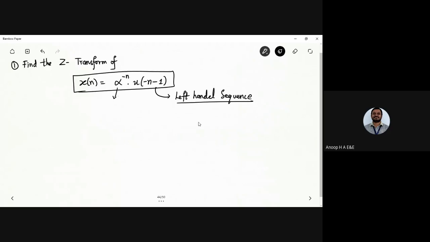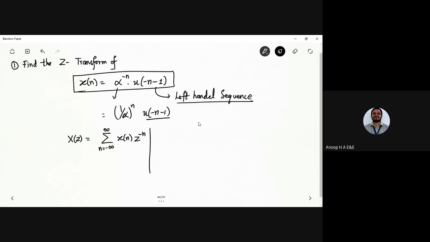So this here, which is 1 by alpha, I can write it as 1 by alpha power n u of minus n minus 1. Okay, I can write it like this. So 1 divided by alpha whole power n. So alpha to the power minus n can be written as 1 by alpha power n u of minus n minus 1. Okay, so now this is how I need to express, and how do I take the summation? So I have X of z, which is equal to sigma n equals minus infinity to plus infinity x of n z power minus n.